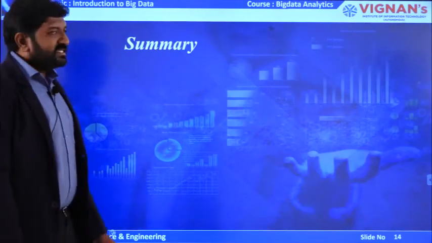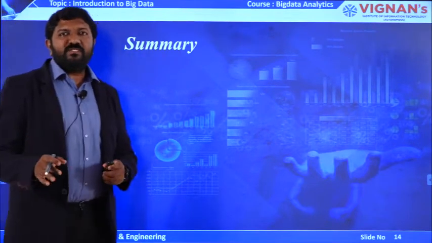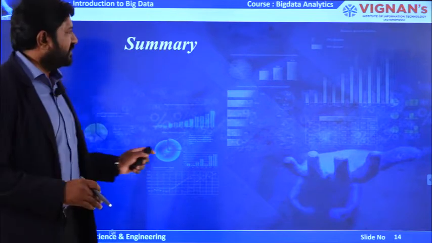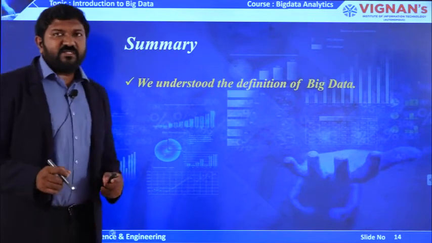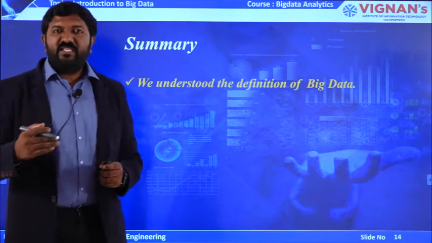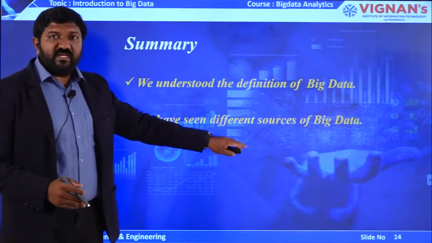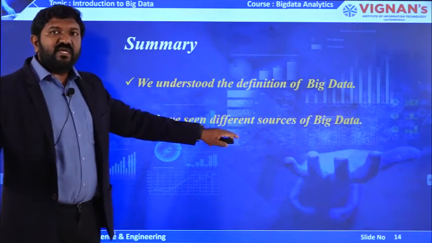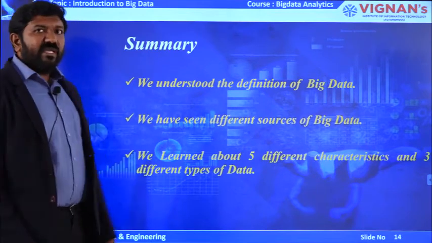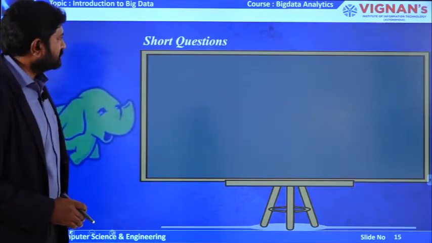Now let's get into the summary part, like what we have gone through in this whole lecture. Let's summarize the points we have learned in this lecture. First one, we have understood the definition of big data, what actually big data is, how much data is being generated, and we got information related to sources of big data, that is, from which source data is being generated. We also got some information related to the different characteristics as well as the types of data that exist.